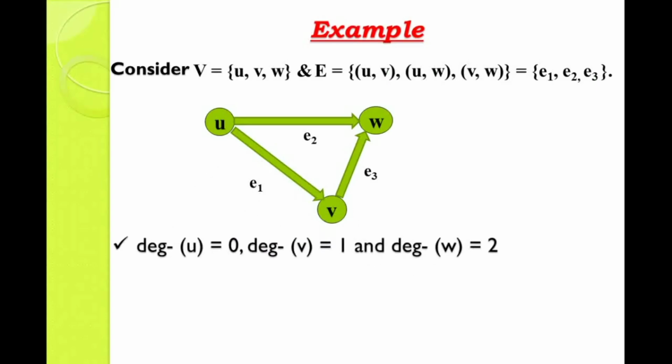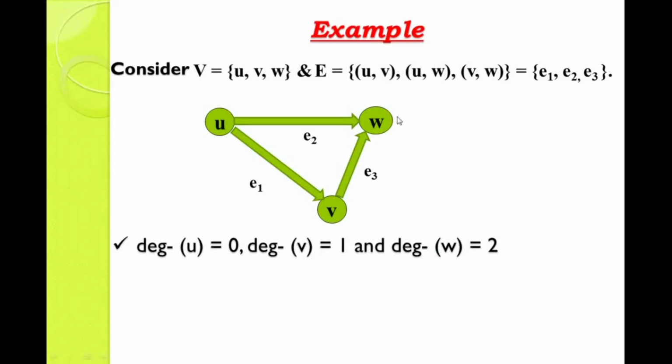First I am going to find the in degree. What is the in degree definition? The number of edges received by a particular vertex is called in degree, right? So first take the first vertex u. How many edges come to this particular vertex? You see there is no edge coming to this vertex, therefore degree minus of u equals 0. Coming to the second vertex, v, how many edges are coming to this vertex? Only one edge. Therefore degree minus of v equals 1.